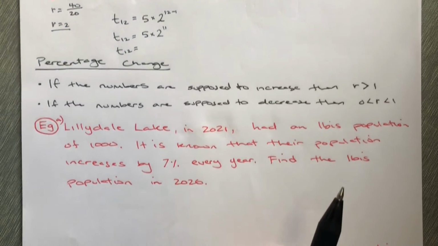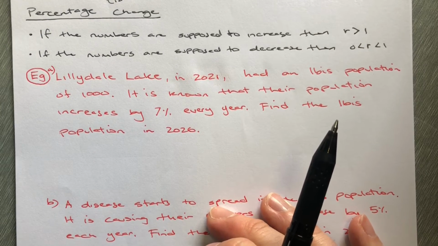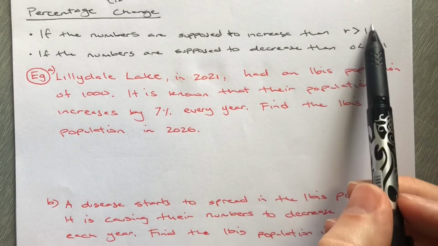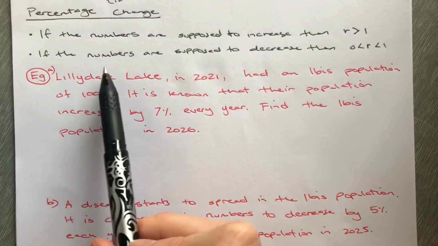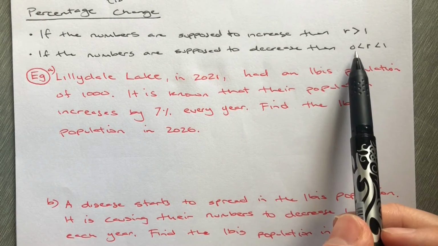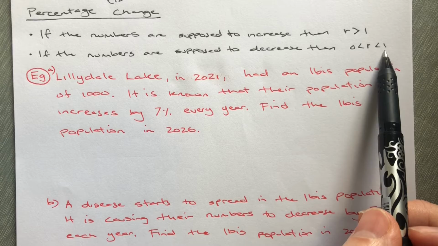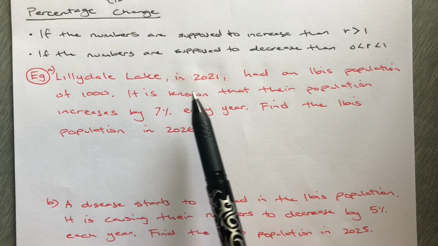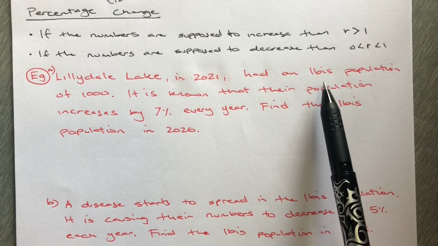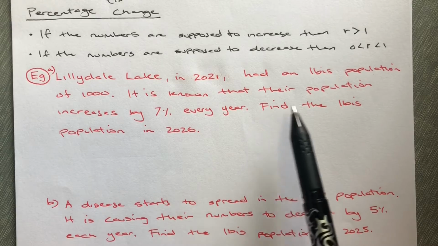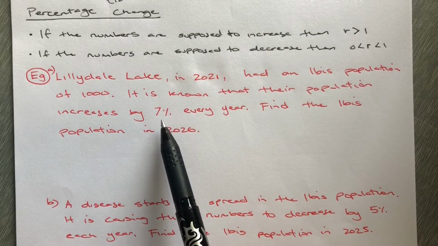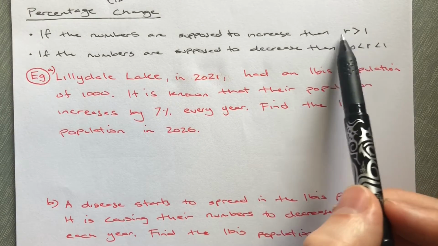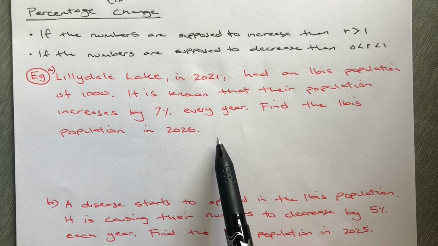Now the next thing we need to look at, which you'll see often, is something called percentage change. If the numbers are supposed to increase, then your R value is going to be greater than 1. And if your numbers are supposed to decrease, then your R value is going to be between 0 and 1. So let's look at this first situational question. It says Lilydale Lake in 2021 had an ibis population of 1,000. It's known that their population increases by 7% every year. Because it's supposed to increase, our R value needs to be greater than 1. Find the ibis population in 2026.